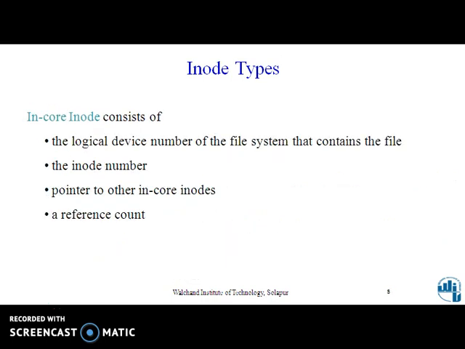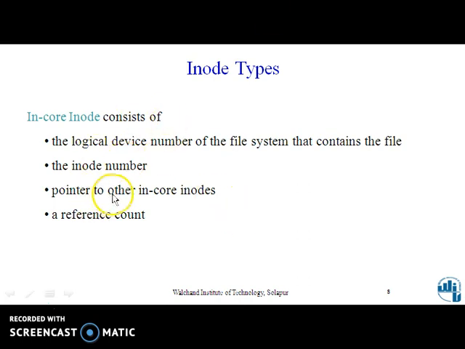The next field of an in-core inode is the logical device number of the file system that contains the file. The second field is the inode number. Since the inodes are stored in a linear array on a disk, the kernel identifies the number of a disk inode by its position in the array.